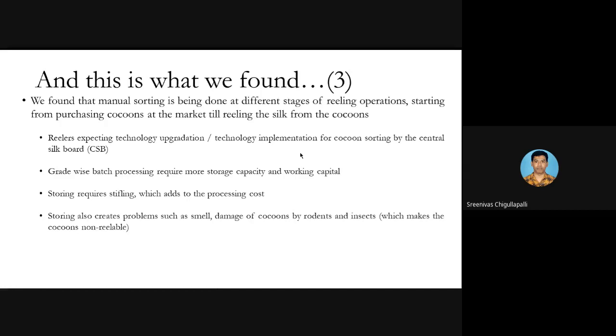For example, if you have good quality, A quality silk cocoons, from 7 kg of cocoons you get 1 kg of silk. But if there are defective cocoons, it may go up to 12 kg, depending upon the ratio of defective cocoons in the lot. So reelers are actually the takers for this kind of technology, because they are the ones who actually use the silkworm cocoons and make silk out of them.